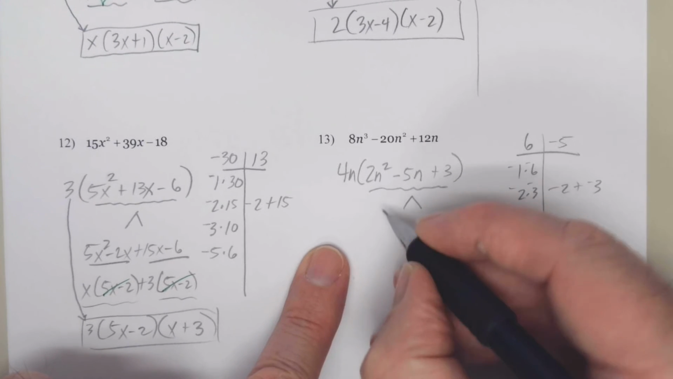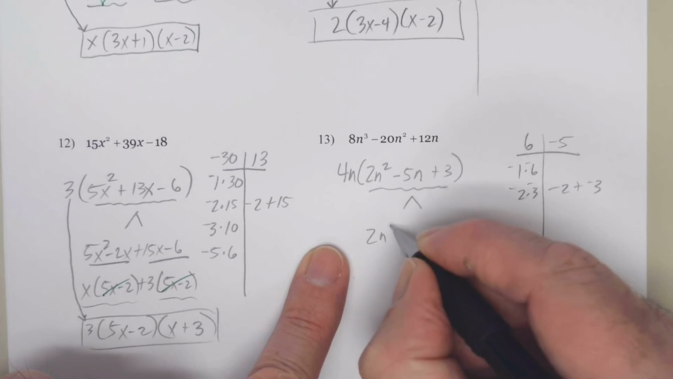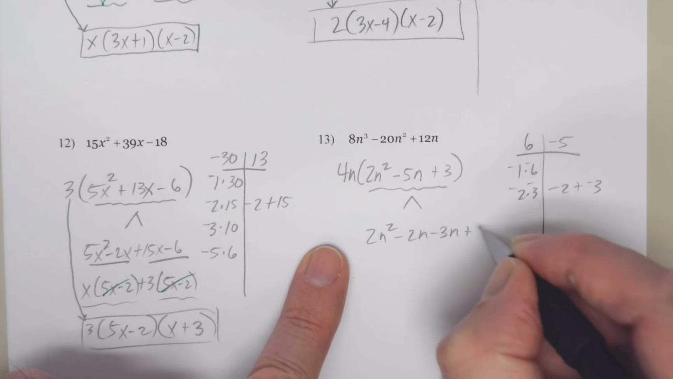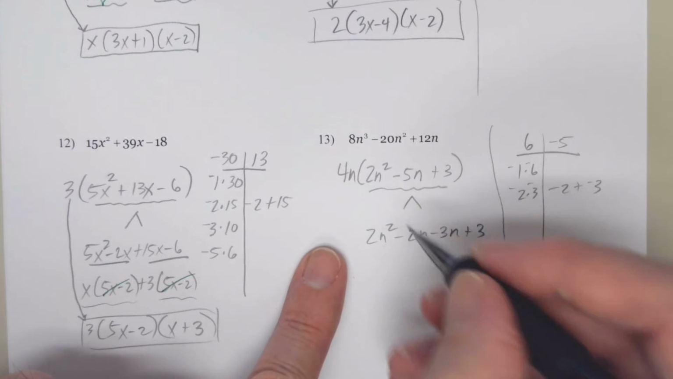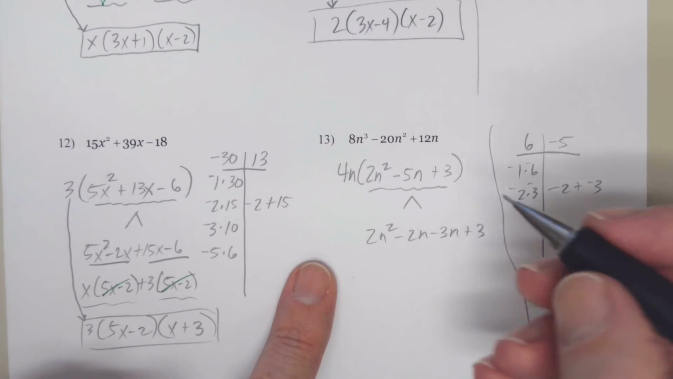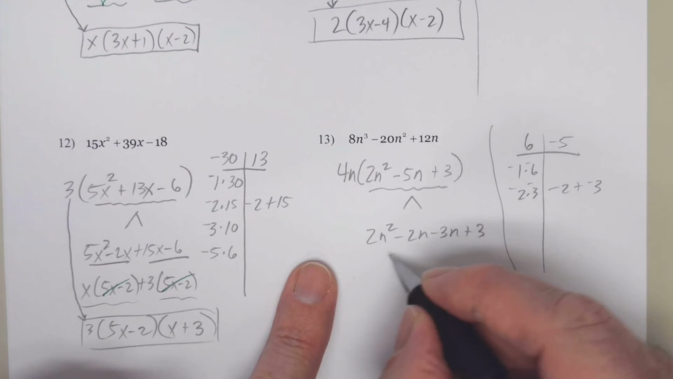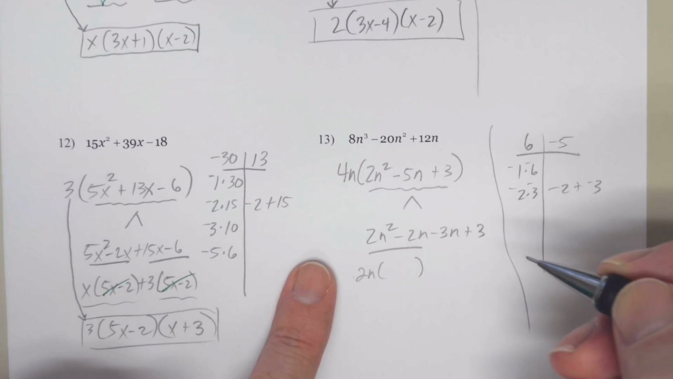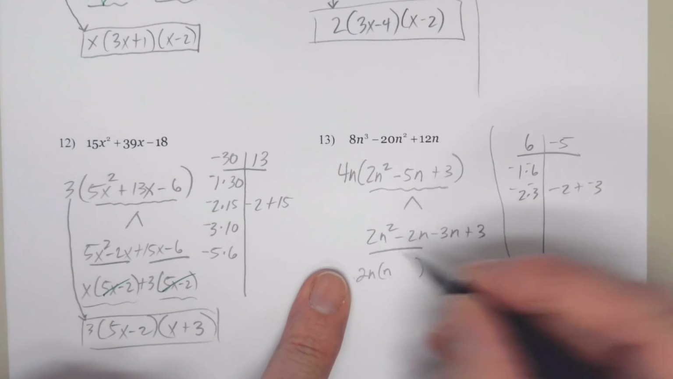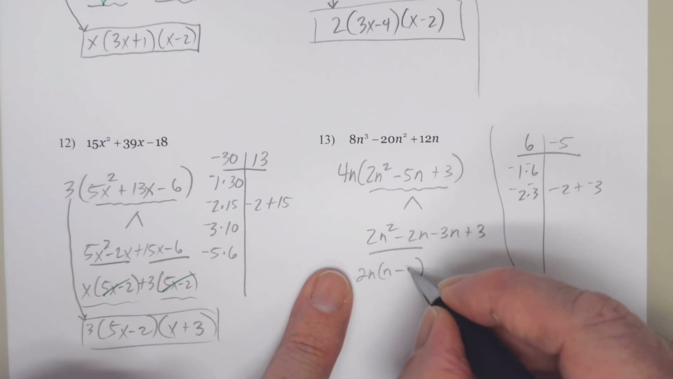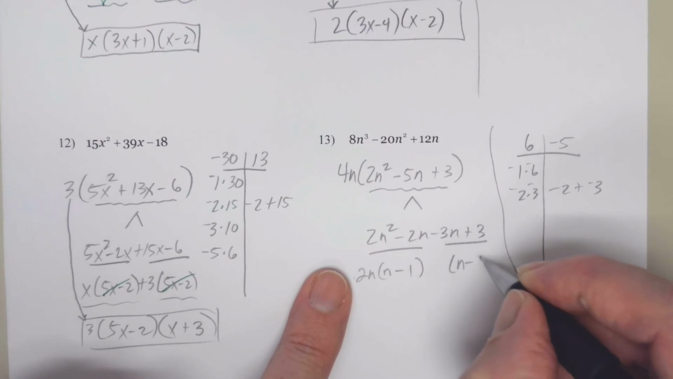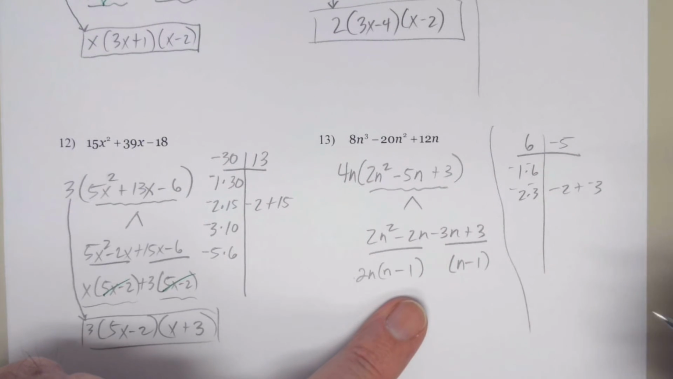We can go ahead and split our B term. It'll become minus 2n minus 3n plus 3. And so let's factor out a 2n from the first two terms. 2n times n will give us the 2n squared and a minus 1 here. So when I factor here, I'm expecting an n minus 1.